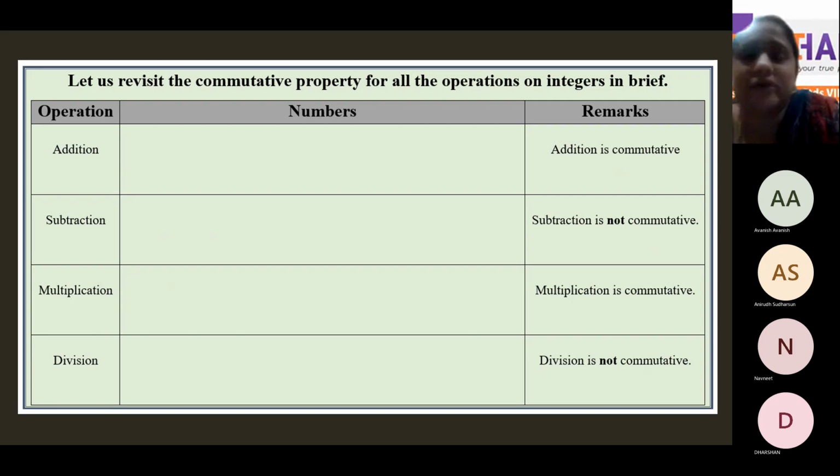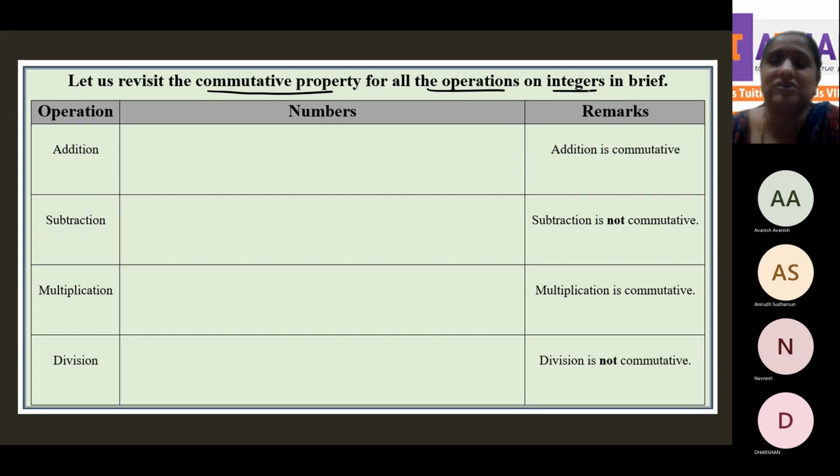All right. Now we're going to learn about the commutative property for all the operations on integers. Integers, that's what we're doing now. Integers, all the operations: addition, subtraction, multiplication, and division. And we're going to check the commutative property. What is this commutative property?